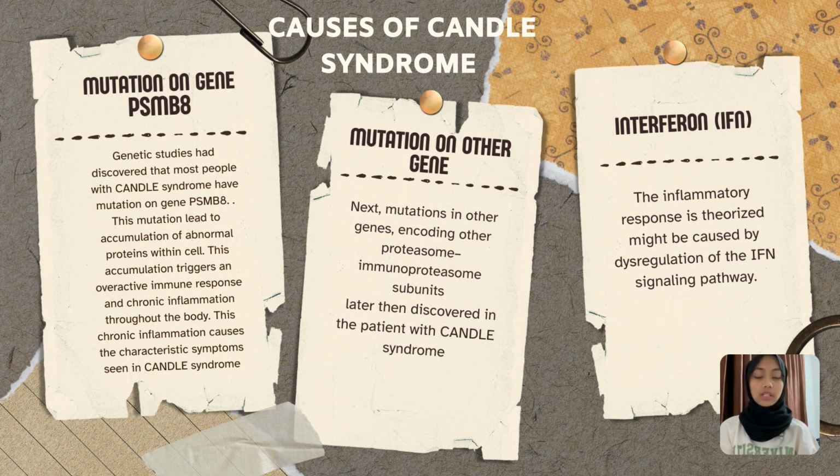Firstly, mutation on the gene PSMB8. Genetic study has discovered that most of the people with Kendall syndrome have a mutation on gene PSMB8. This mutation leads to accumulation of abnormal protein within the cell since the proteasome cannot work properly. This accumulation triggers an overactive immune response and chronic inflammation throughout the body. The chronic inflammation causes the characteristic Kendall syndrome symptoms that had been stated in the previous slide.